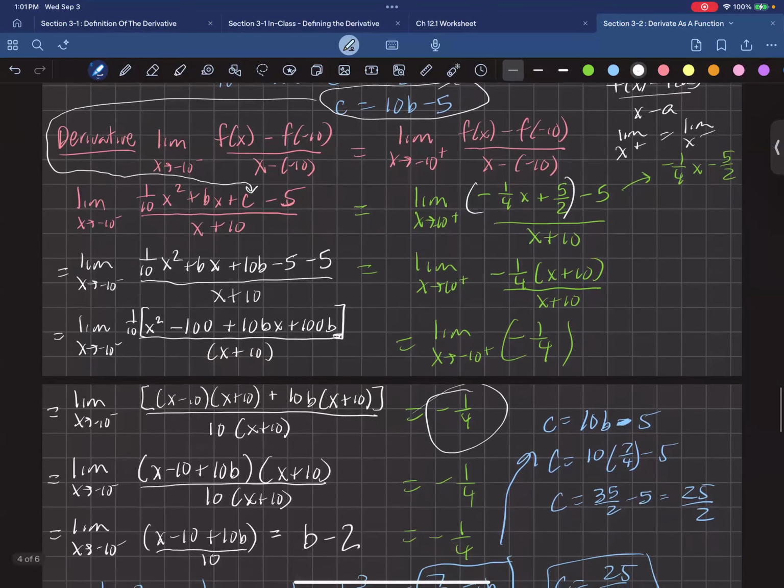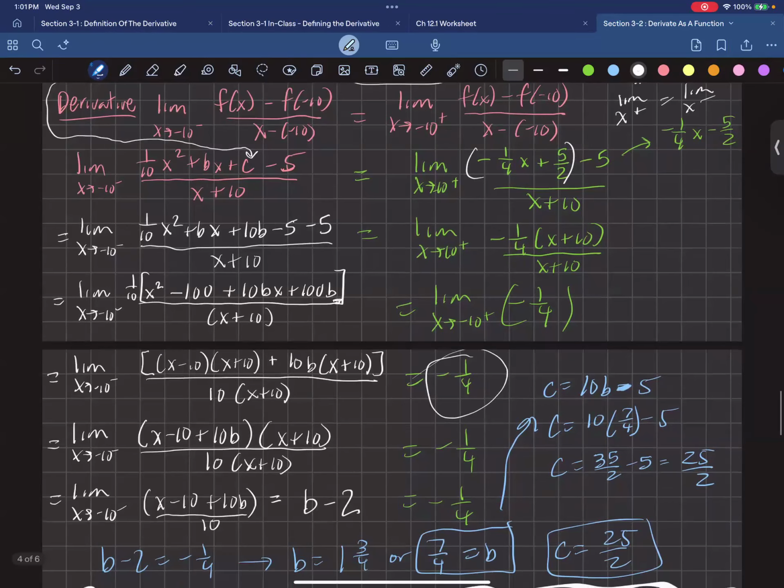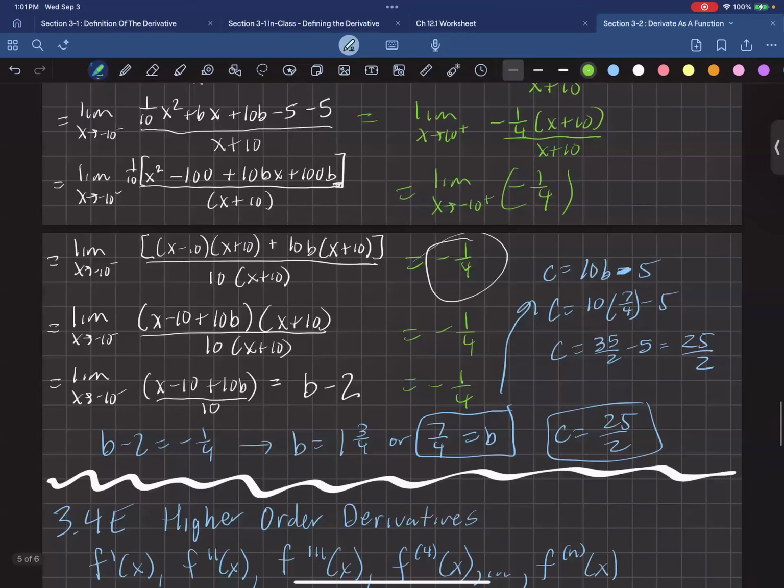The left side, you have a lot of cleaning up to do. You're definitely going to want to pause this video and work this out. But we do have it here. When you get to here, you're going to want to factor this set separately from this set, and that's how we get this portion and this portion. Eventually you get it down to where the left side is b minus 2, the right side is -1/4, and we can solve for c.